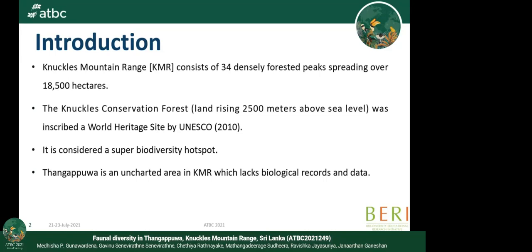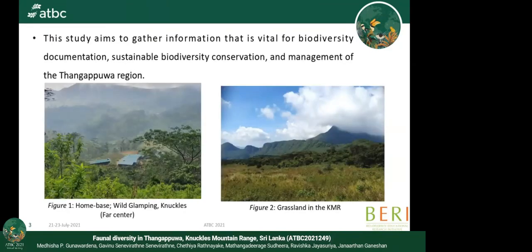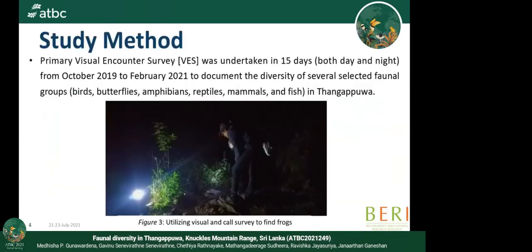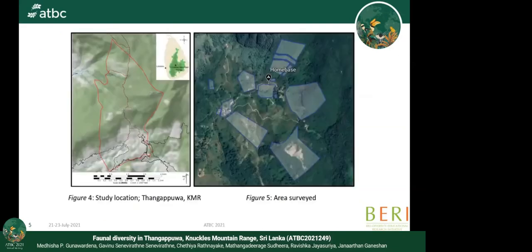This study was based in Thangappuva, which is an uncharted area in the Knuckles Mountain Range and lacks biological records and data. This study aims to gather information that is vital for biodiversity documentation, sustainability, biodiversity conservation and the management of the Thangappuva region. A primary survey was undertaken in 15 days, both day and night, from October 2019 to February 2021 to document the diversity of several selected fauna groups such as birds, butterflies, amphibians, reptiles, mammals, and fish in Thangappuva. Pictured is the study location and the areas that were surveyed.